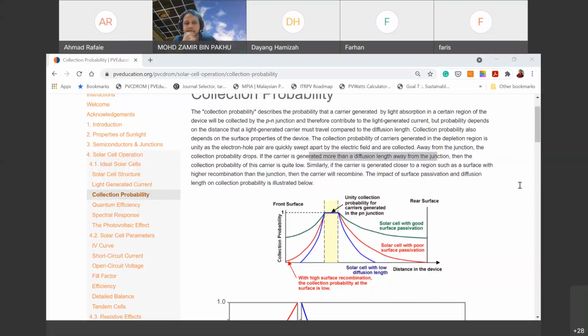Because when we bring the PN junction closer to the surface. Okay, so if you fabricate the PN junction, how do you make sure that the carriers are only generated near to the depletion region and not away from the depletion region?